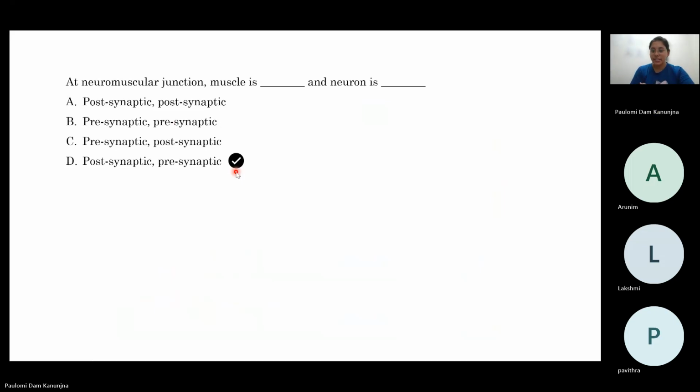And so answer D, no? Muscle is post, neuron is pre. Yeah? Okay.